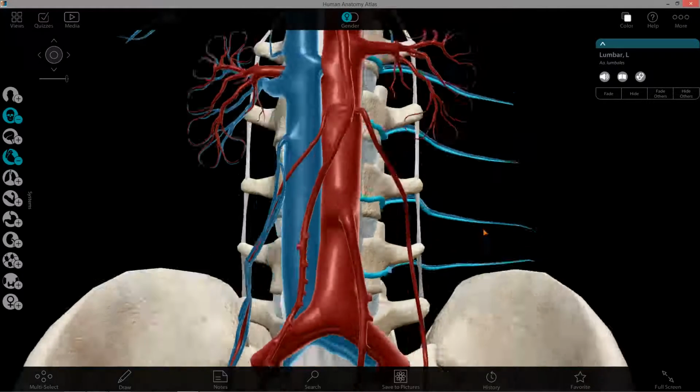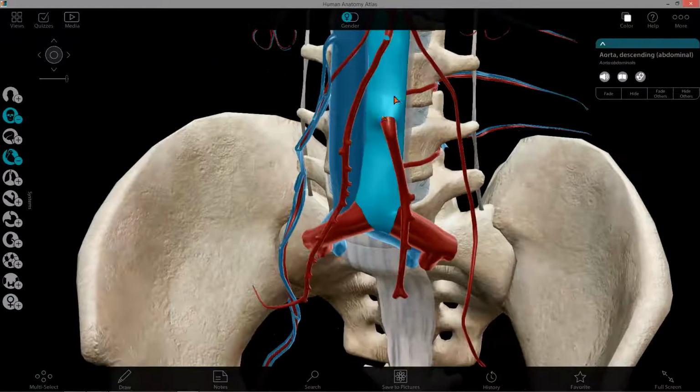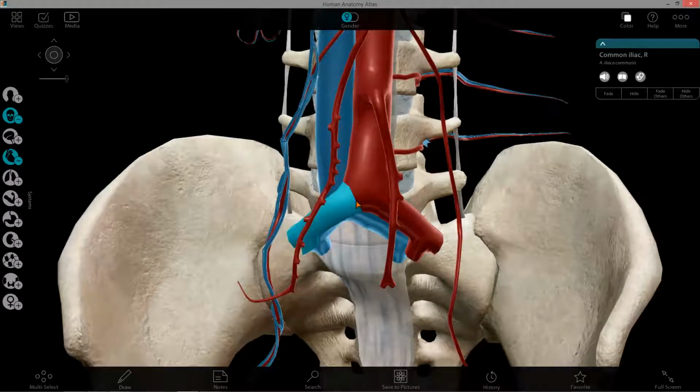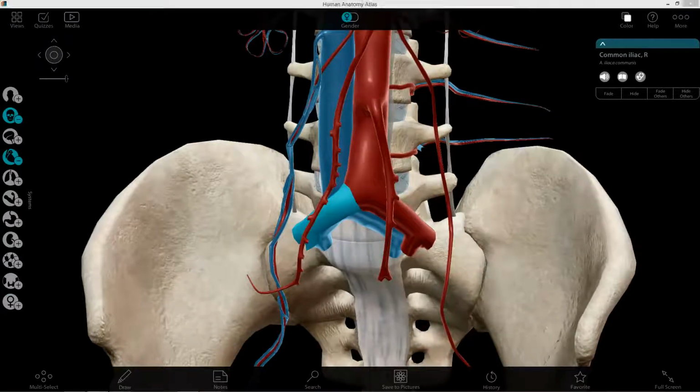And then, once again, if we continue all the way inferior, the bifurcation of the aorta into the common iliac arteries takes place at approximately the level of the umbilicus, which can range anywhere from L3 to L5.